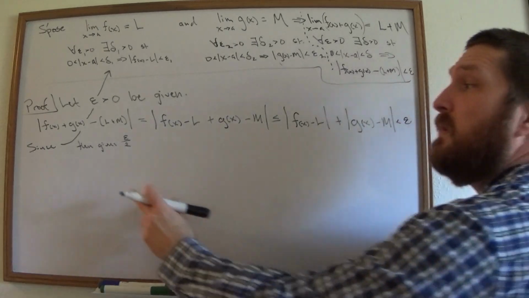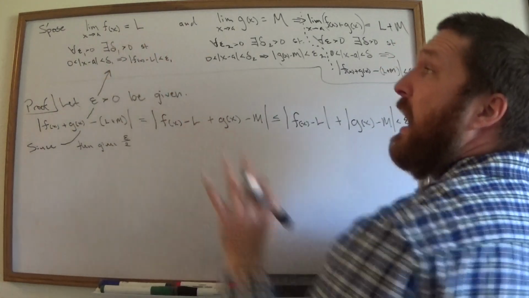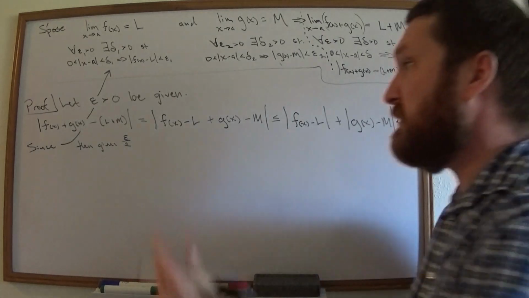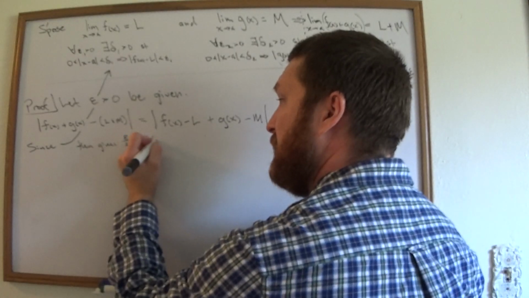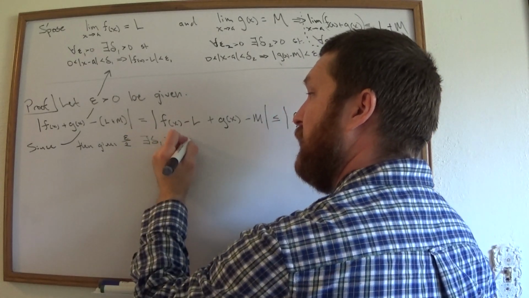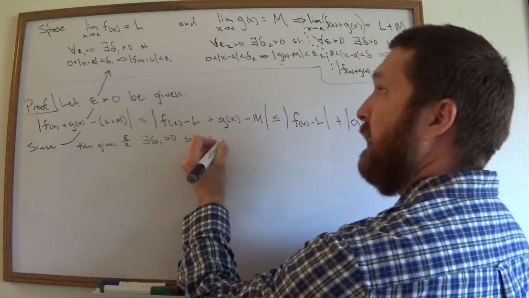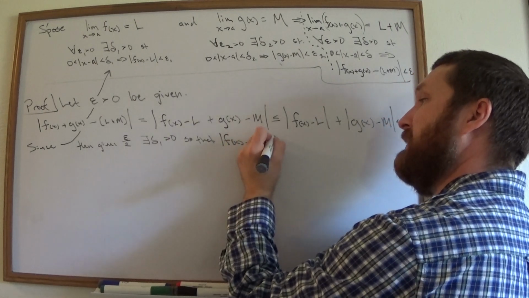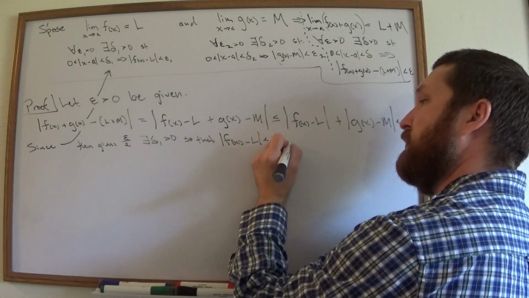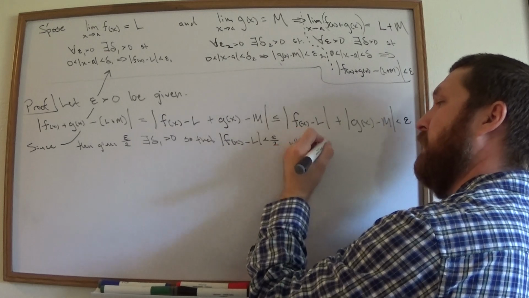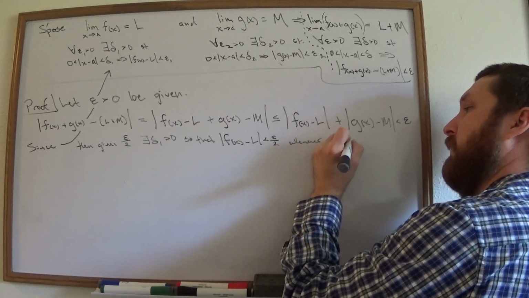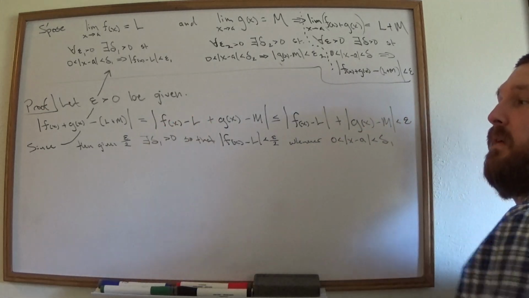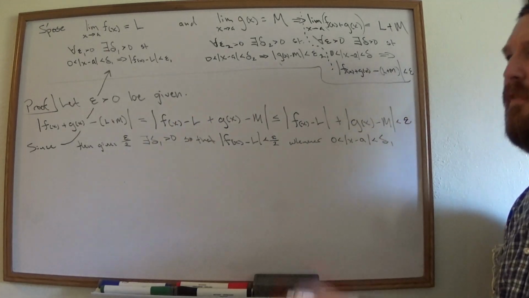Okay, so since this is true, now I'm going to give this one a tolerance. I'm going to say, given this tolerance, then there exists a delta 1 positive so that f of x minus L is indeed less than epsilon over 2 whenever x minus a is less than that delta 1, whatever it happens to be. And it's different for different functions, right?